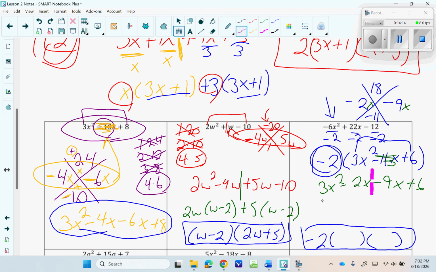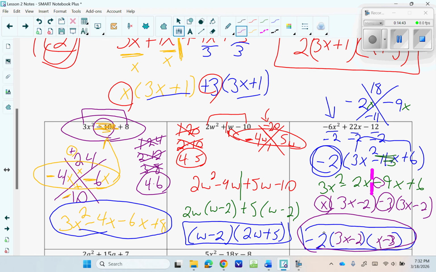So let's see. They have an x in common. So I'm going to say, let's see, 3x minus 2. And this one has a negative. I don't want that. So I'm going to say negative 3. And this is 3x minus 2. So what do they have in common? 3x minus 2. What's left over? x minus 3. And we already have that negative 2 there, and so this is our final answer.